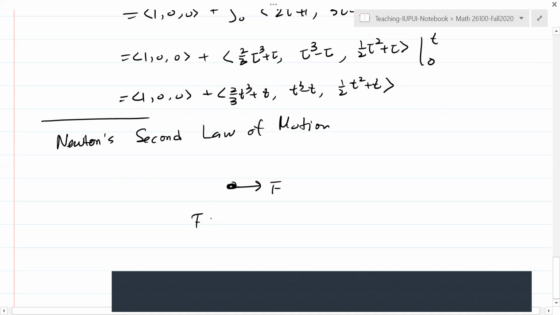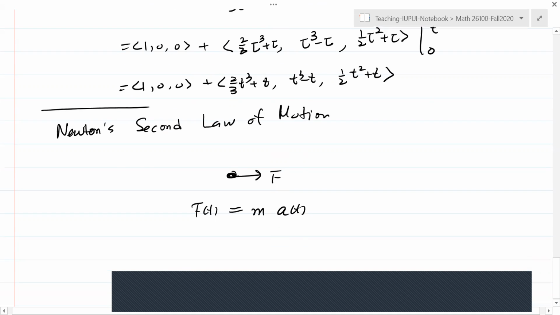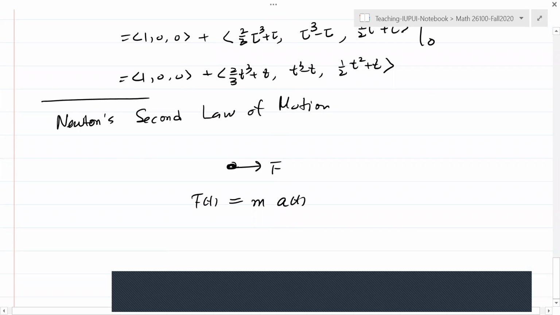So Newton's second law of motion says that the force at time t is proportional to the acceleration. Let's use m as the constant. Or the acceleration is proportional to the force acting on this object. So if there's no force acting on this object, then the acceleration will be 0.